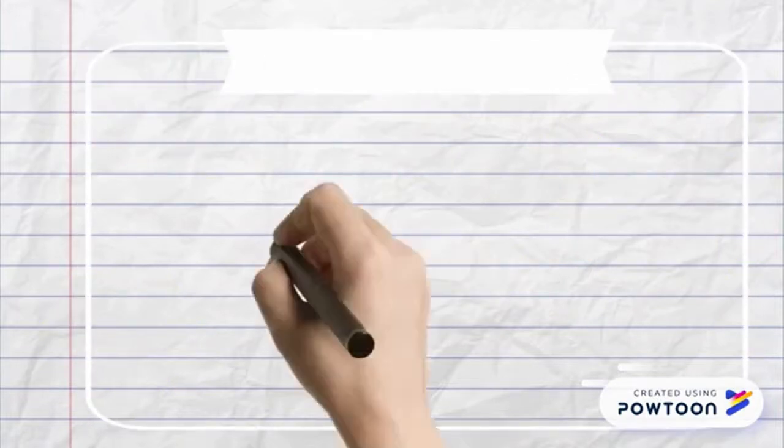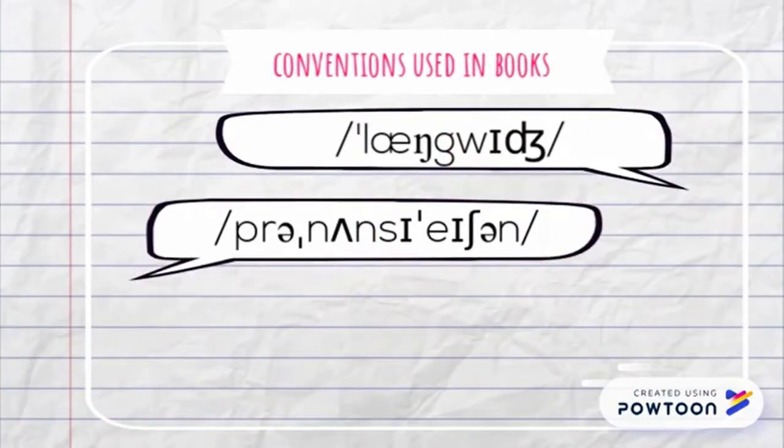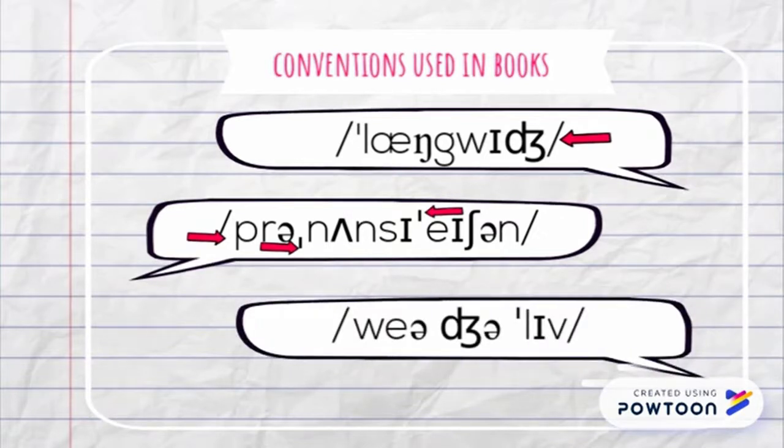Let's take a look at some conventions used in books. Words and utterances are enclosed within slant lines. This mark shows primary stress on the next syllable. This mark shows secondary stress on the next syllable. Absence of a mark shows an unstressed following syllable. Finally, sounds do not always tally with words. This is a representation of one way in which "do you" may be pronounced.